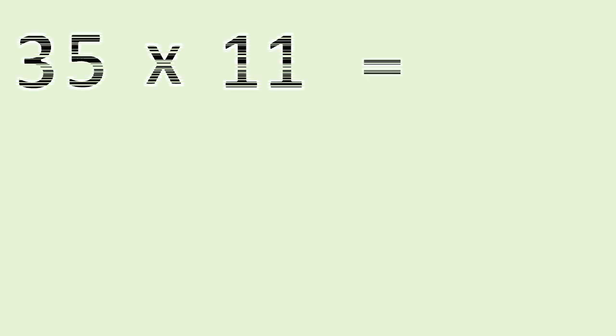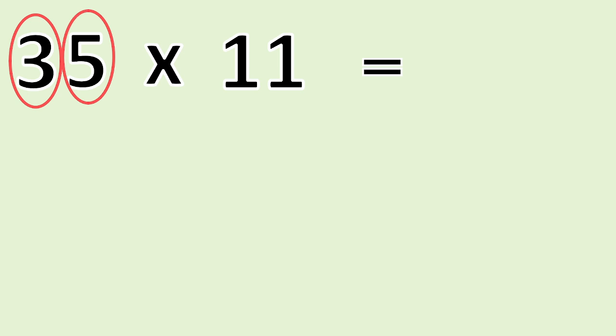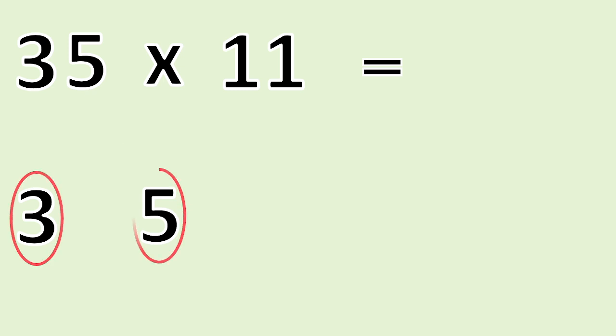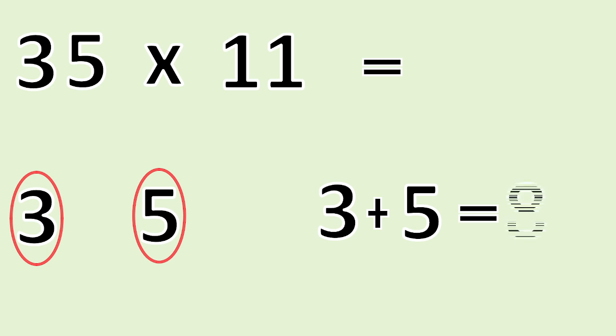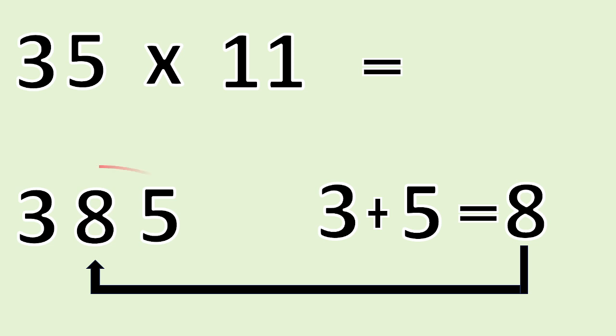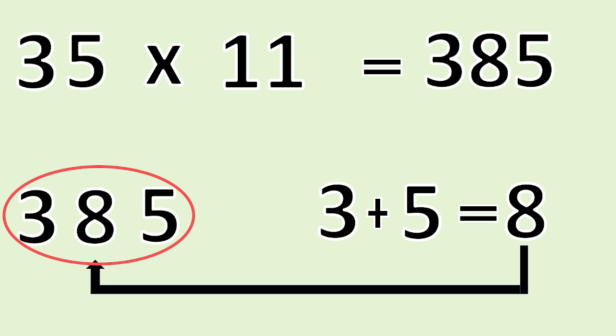Let's try 35 times 11. First, split the digits 3 and 5. That gives you 3 and 5. Next, add 3 and 5. So 3 plus 5 equals 8. Now, place the number 8 between the 3 and the 5. So you get 385. So 35 times 11 equals 385.